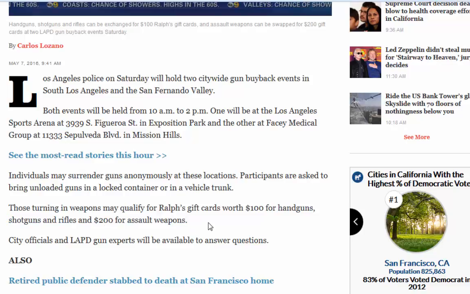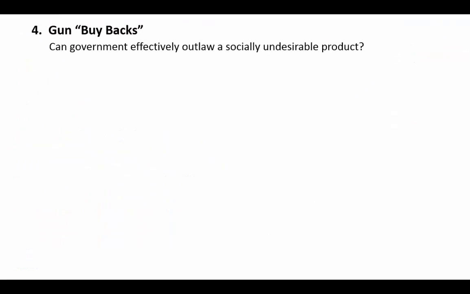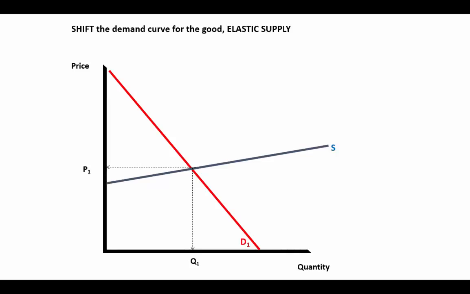And if you know much about guns, you might be already laughing at those prices. But let's presume that those prices are sufficient to purchase a significant quantity of guns. Is that going to have any effect either on the circulation of guns on the street in Los Angeles or the gun crime rate? Well, what do we know about elasticity of demand and supply?